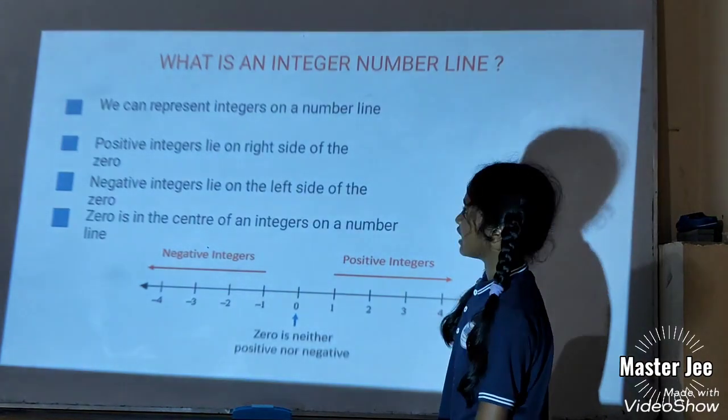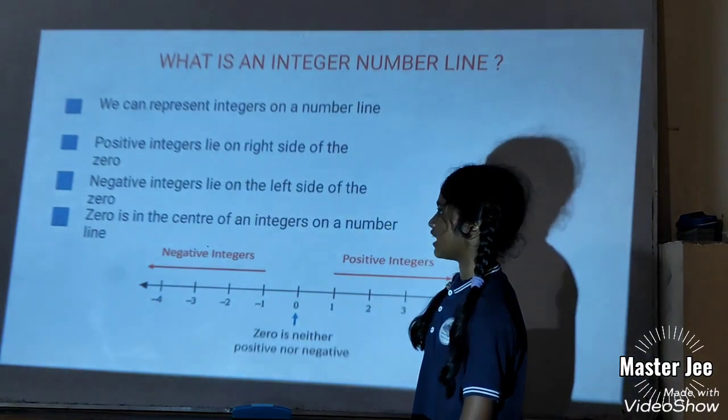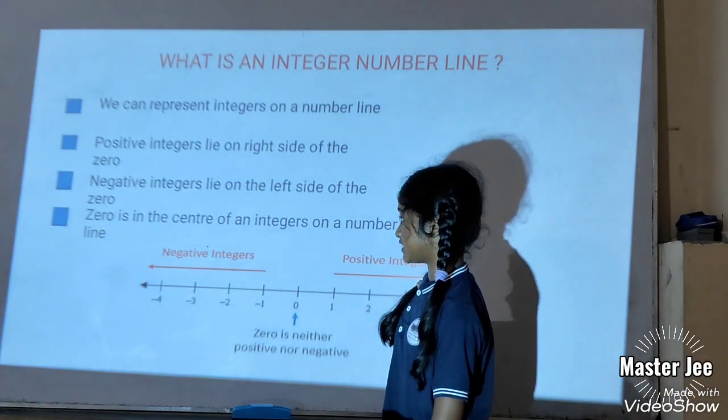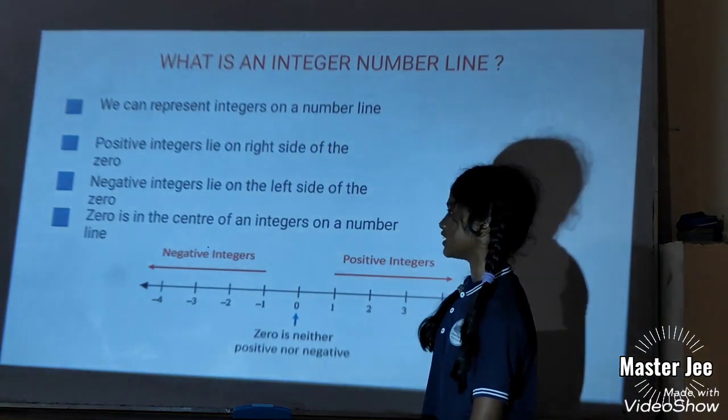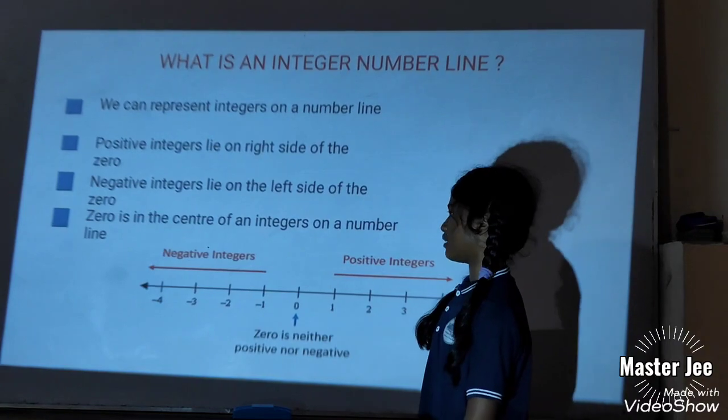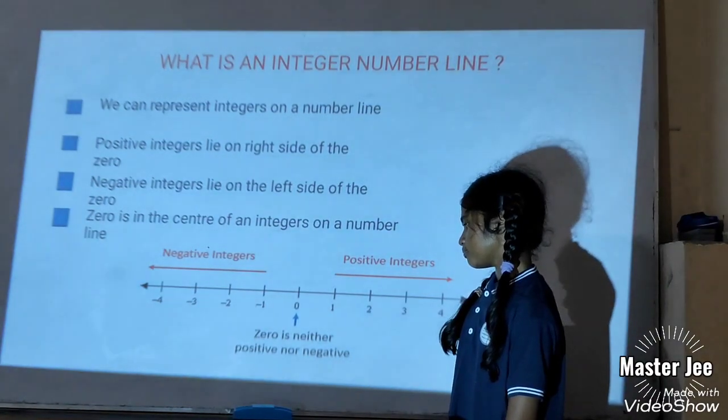What is an integer number line? We can represent integers on a number line. Positive integers lie on the right side of the 0. Negative integers lie on the left side of the 0. 0 is in the center of the integers on a number line.